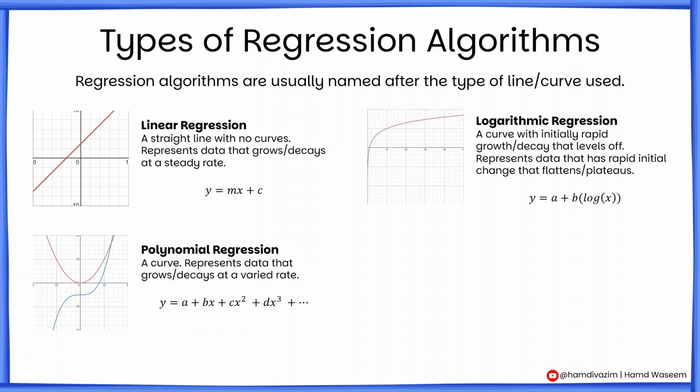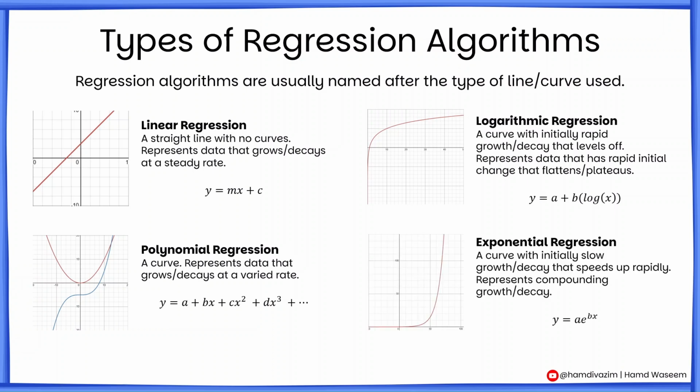Then we have logarithmic regression. This is used when the data initially changes very quickly, but then levels off and becomes flatter. This equation follows the form y equals a plus b times the logarithm of x. And finally, we have exponential regression, which again is essentially the opposite of logarithmic regression. It represents change that starts off slower and flatter, and then gains speed and shoots off. This equation follows the form y equals a times e, which is Euler's number, to the power of bx.